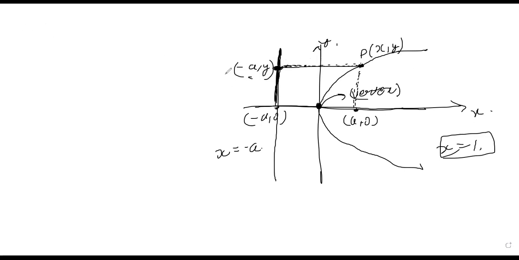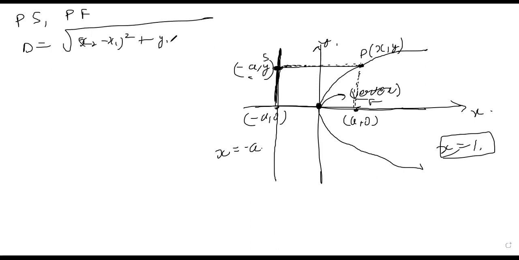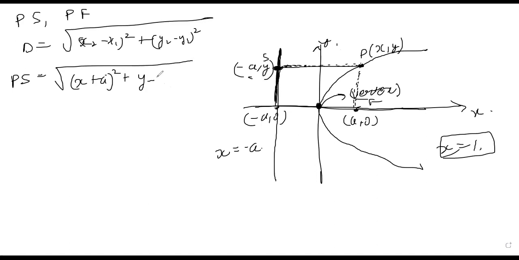So can we find the distance between P and S, and the distance between P and the focus F? Through the distance formula: x2 minus x1 whole square plus y2 minus y1 whole square. So how can we write the distance between P and S? PS will be x plus a whole square plus y minus y whole square. Now tell me the distance between P and F.